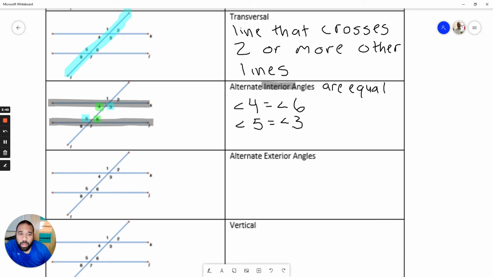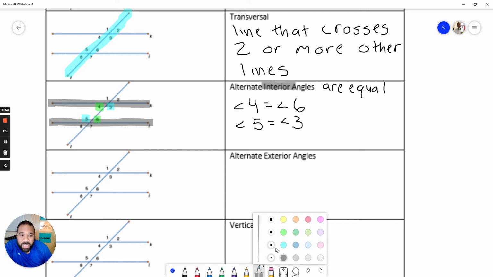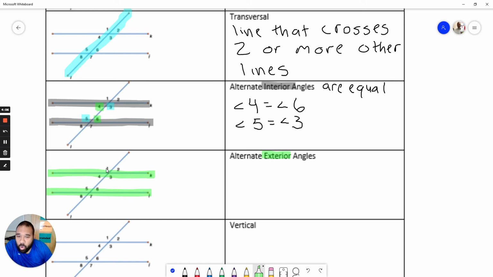Next, we're going to talk about the alternate exterior angles. Well, exterior means outside. So the exterior angles are on the outside of our parallel lines. So that would be angle 1, angle 2, angle 8, and angle 7. And alternate exterior angles, just like alternate interior angles, are on the opposite side of the transversal.